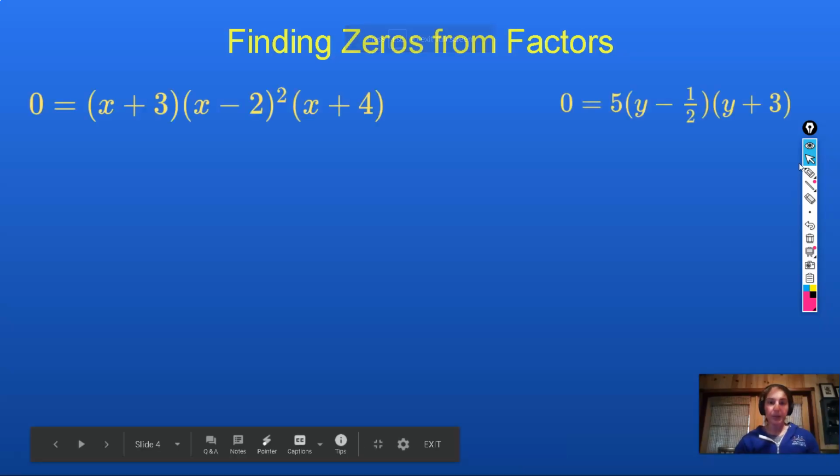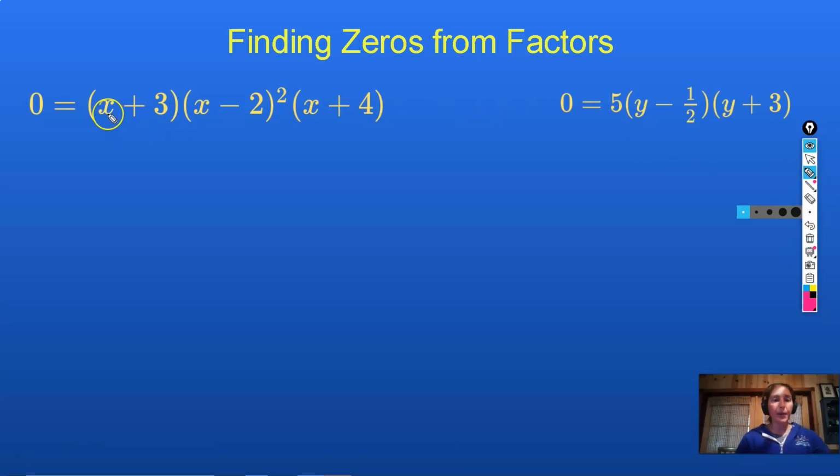So that was zeros from graphs. Now what about zeros from factors? So I have a polynomial here, both here in factored form. How do I find the zeros? Well, the concept that we're going to look at here is we say if x minus c is a factor, that implies that c is a 0. So what does that mean for us?